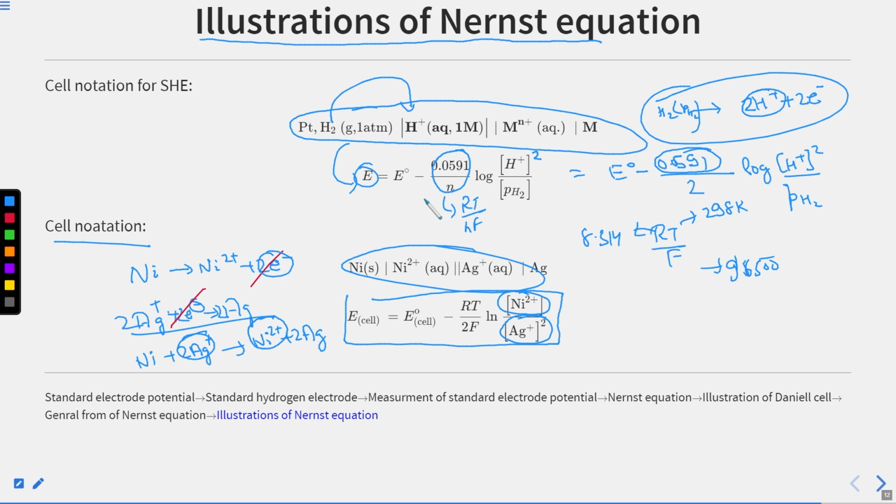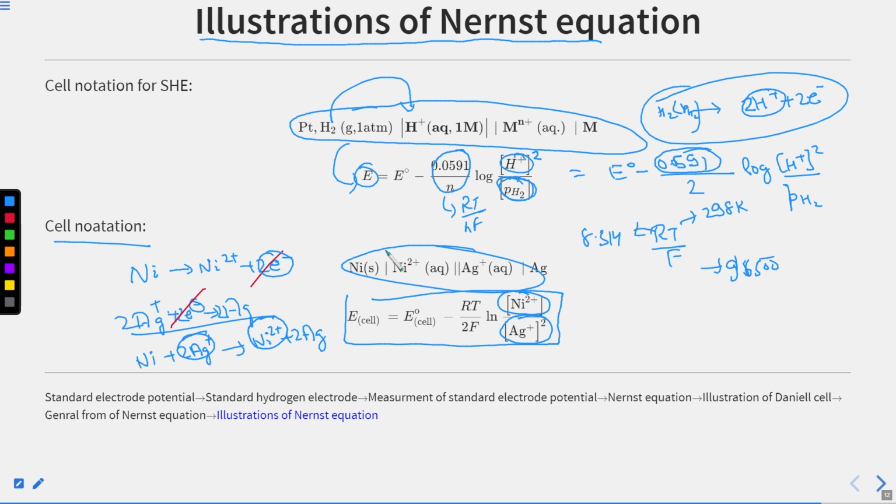Now the thing to notice here is that we have introduced the pressure term. If we have both gases and liquids involved, then in that case we will use both the concentration and the pressure term to write our final Q. As here we have HCl and also gaseous hydrogen, so we have taken H plus ions divided by the pressure of H2. So this is our final equation for the given cell notation.